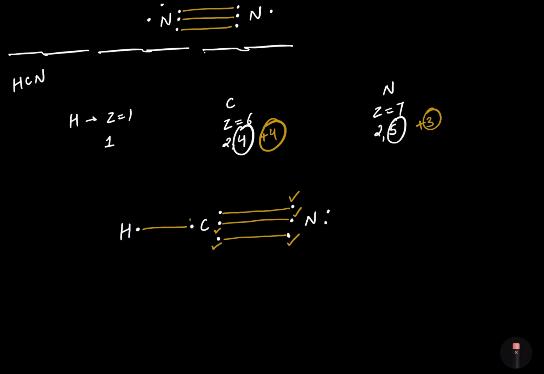Now let's count the number of valence electrons of nitrogen after forming 3 bonds with carbon. That's number 1, 2, 3, 4, 5, 6, 7, and number 8. So that means nitrogen has also achieved 8 electrons in its valence shell after forming 3 bonds with carbon. And nitrogen has achieved the stable noble gas configuration of neon. Carbon has also achieved the stable noble gas configuration of neon. Hydrogen has achieved the stable noble gas configuration of helium.